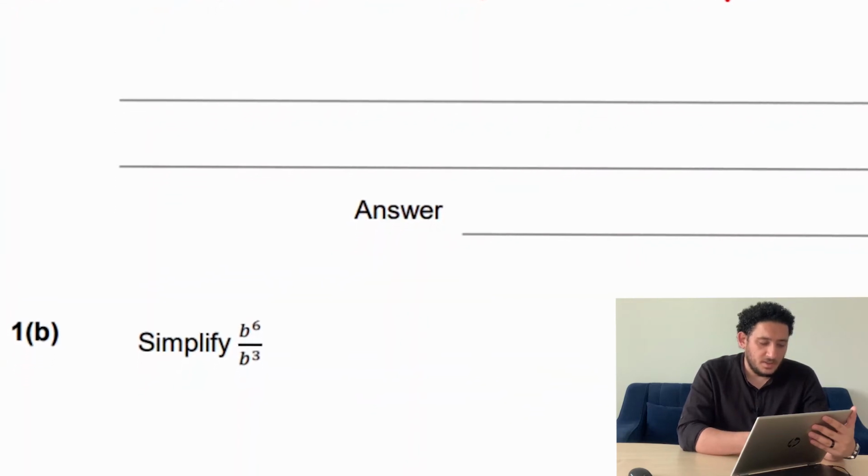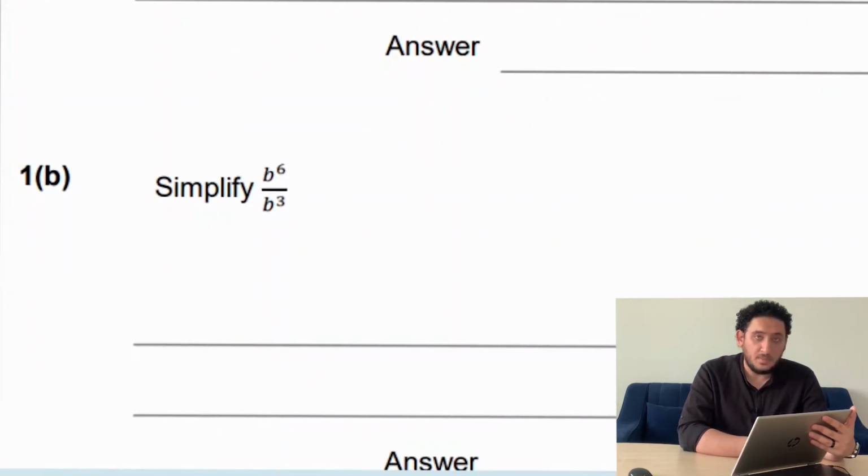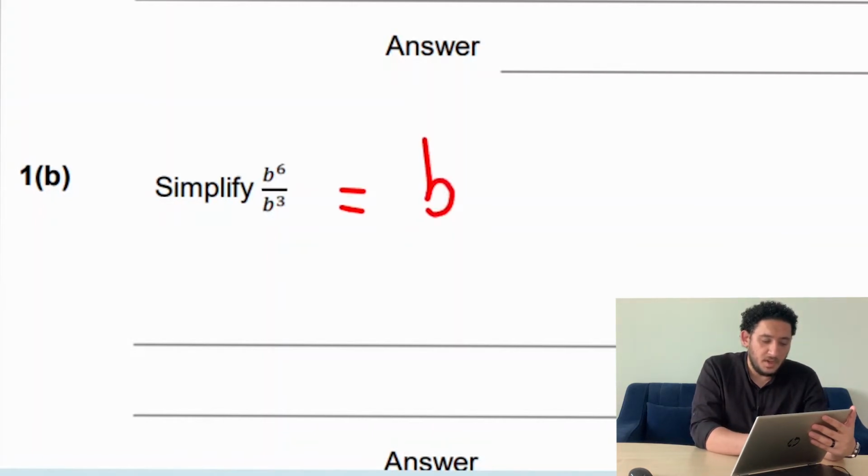The second one is division. Simplify b power 6 over b power 3. It means we will subtract the powers. We put the same base and the powers will be 6 minus 3. It means b power 3.